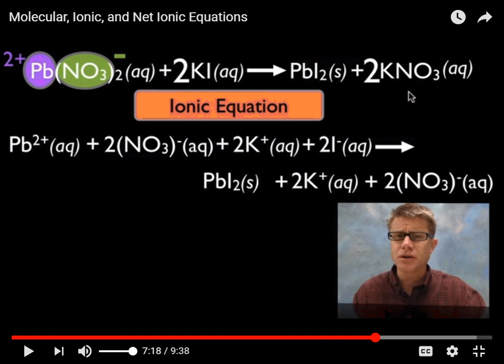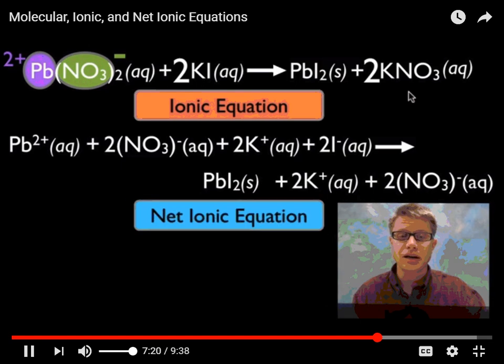Who is actually involved in the chemical reaction? Lead and iodide, right? They were separate, and then boom, they precipitated. Those are the only 2 guys that are playing in this game. Those are the only 2 that are participating in the precipitation. Third type of equation, that's going to be the net ionic equation.